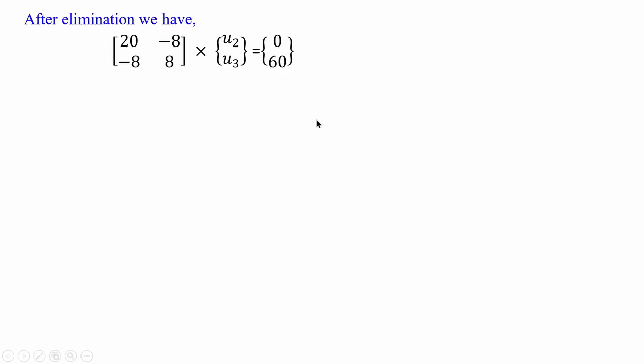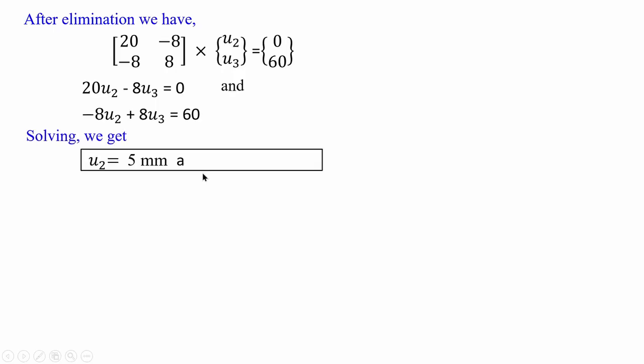Using this we can write the equations as 20 into u2 minus 8 into u3 equal to 0, that is the first equation. And the second equation will be minus 8 into u2 plus 8 into u3, equal to 60. By solving these two equations we get u2 equal to 5 mm and u3 equal to 12.5 mm. Now let us compute the deflections of the springs.